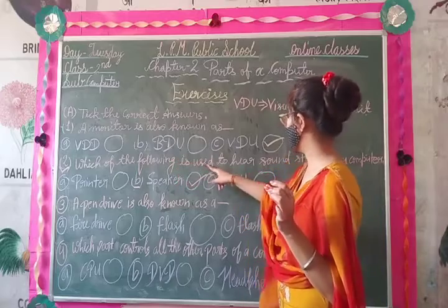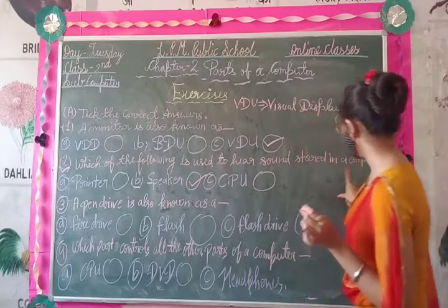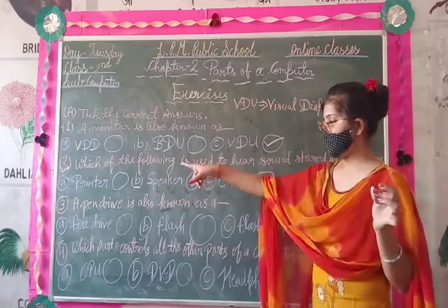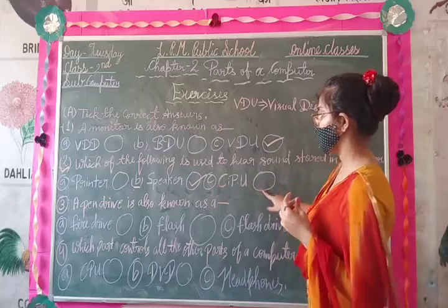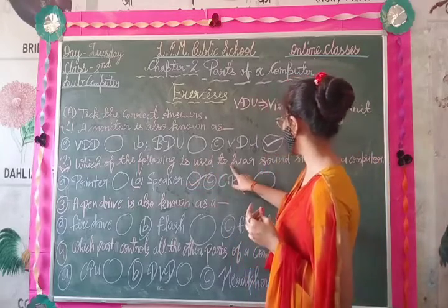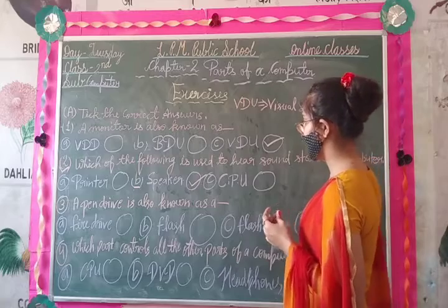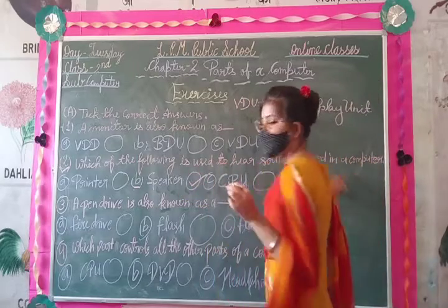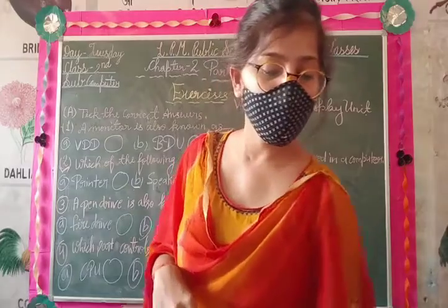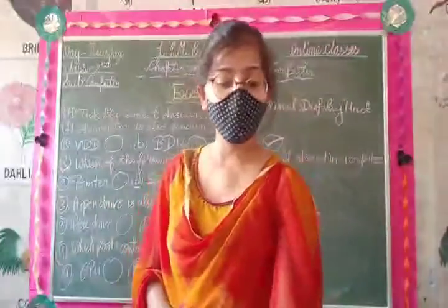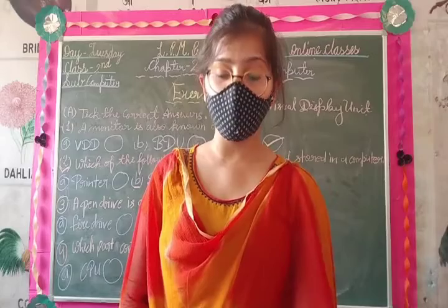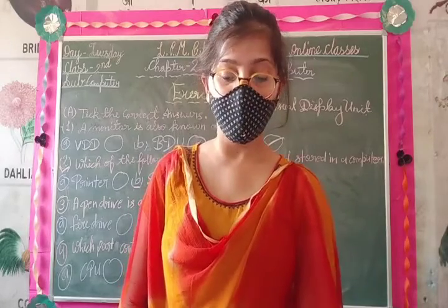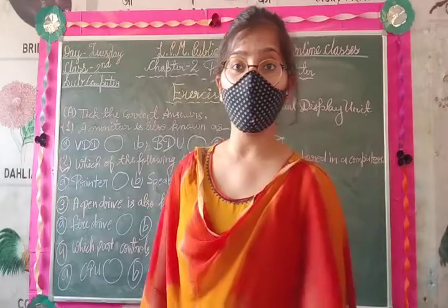Option number A is printer, option number B is speaker, option number C is CPU. As we know very well, a speaker is used to hear sound stored in a computer. Now we can say a speaker is the correct answer of this question. So student, do you know some topics about a speaker? Speakers are used to listen to music, sound and other sound effects stored in a computer.